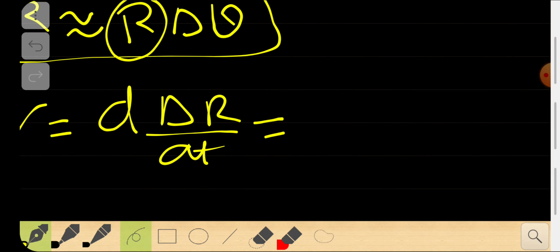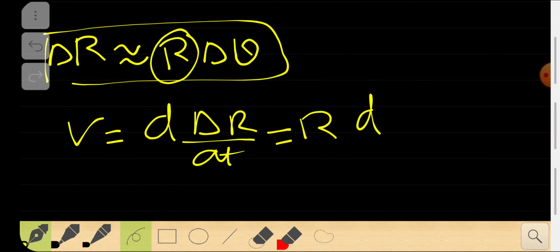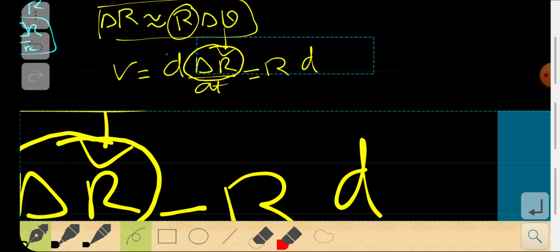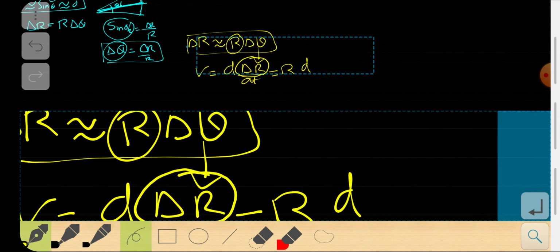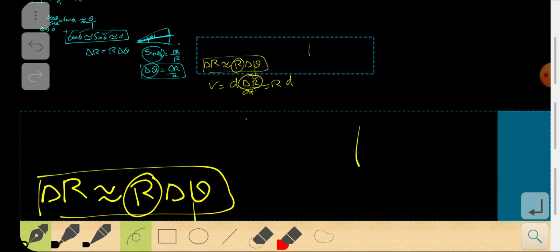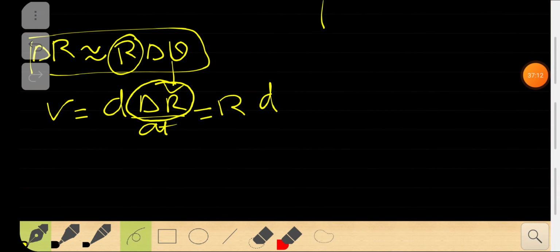R is a constant, so I'm going to take out the r, and you get d of... I can substitute, I did substitute this, right? Delta r into this equation. I just substituted delta r into this equation, right? And I took out r outside, and what is inside will be d times delta theta, right?